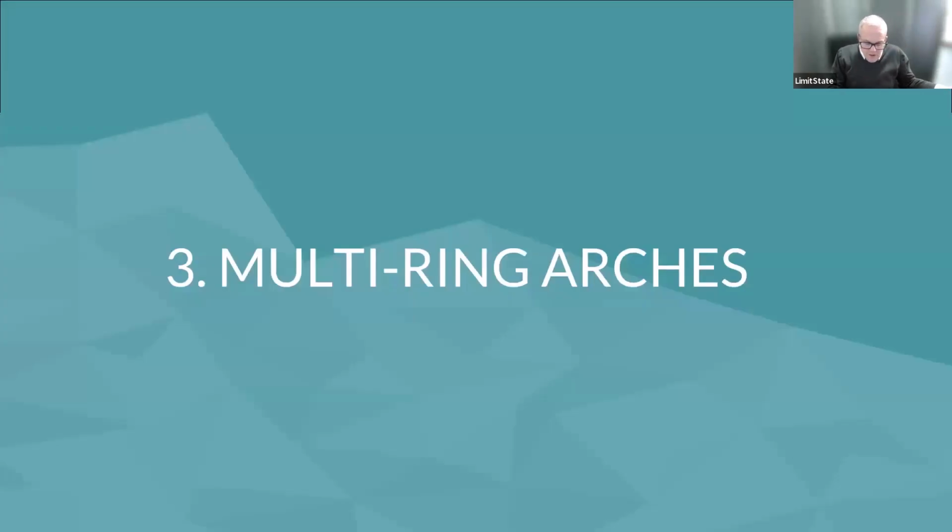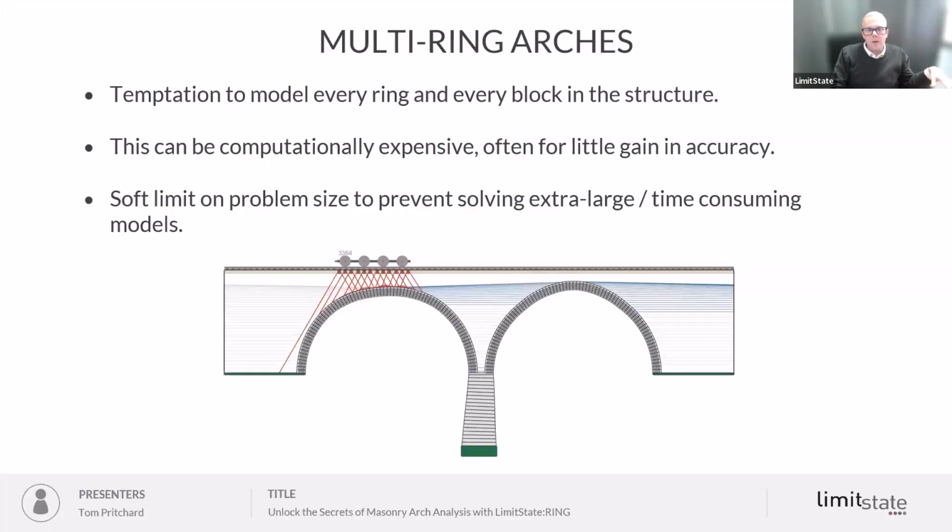So that was a little about effective width and multiple lanes. We're going to touch now on multiple ring arches. Another potential stumbling block in a Ring analysis arises when dealing with multiple ring barrels. We can see here, actually this is out of the example files that get shipped with the software, it's a very large bridge, big span, high rise with lots of rings and also lots of blocks in each ring. And it can be tempting to model every ring and every block in the structure.